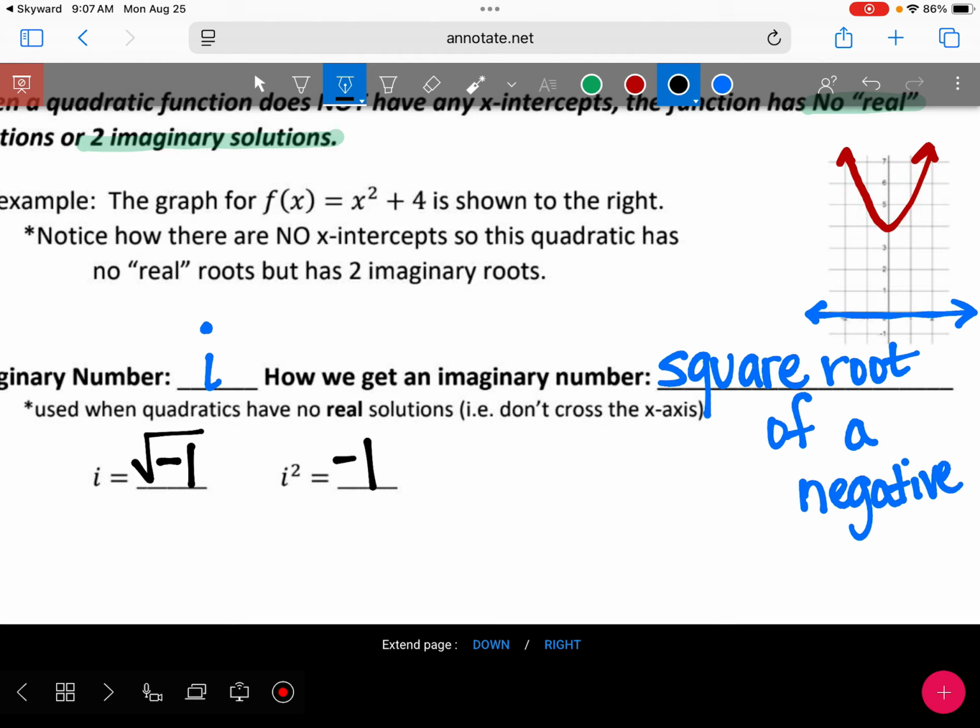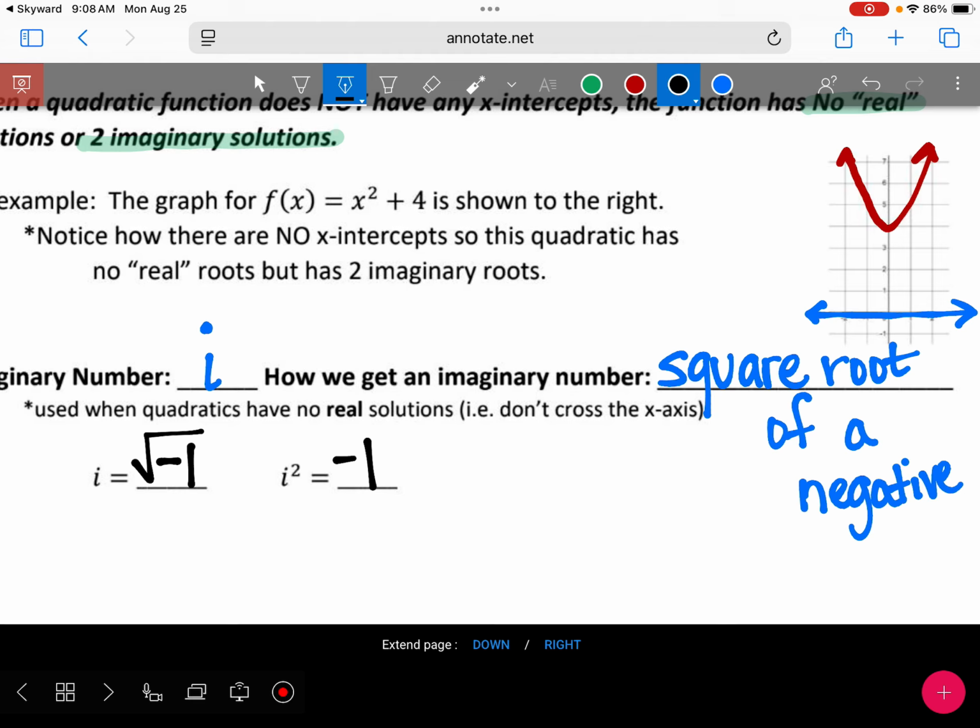13, page 13. Any questions about this page? So we're just going to practice simplifying some square roots and then looking at the graph and graphing things with imaginary solutions.